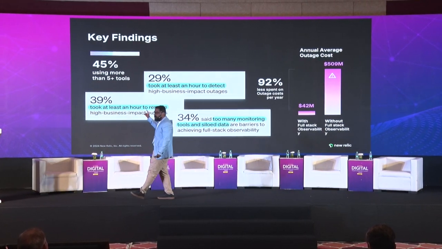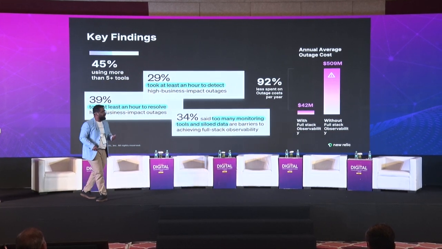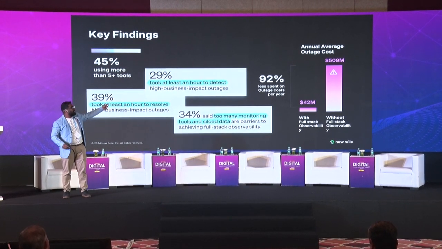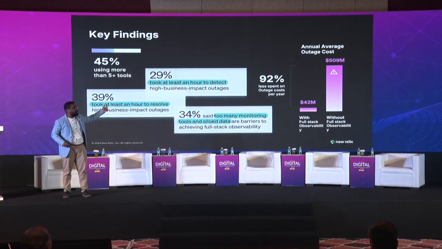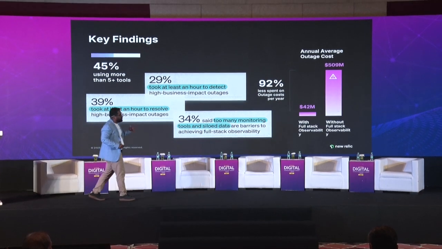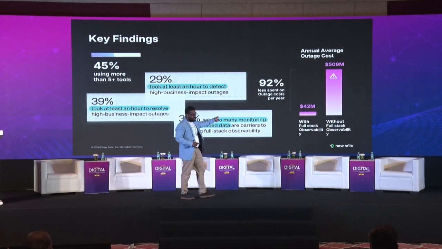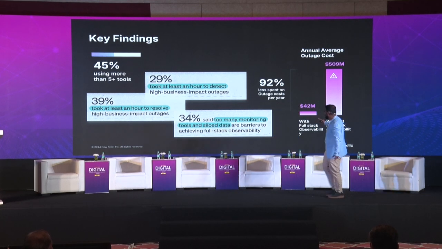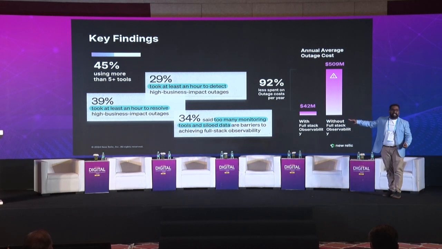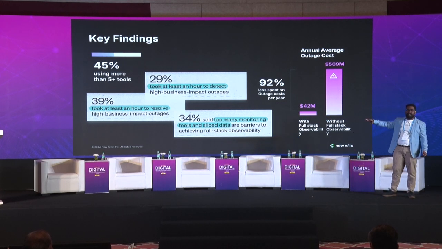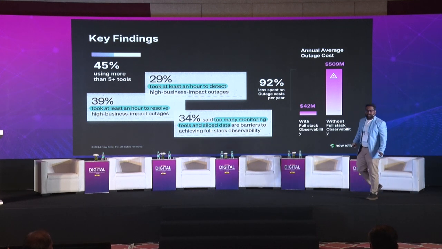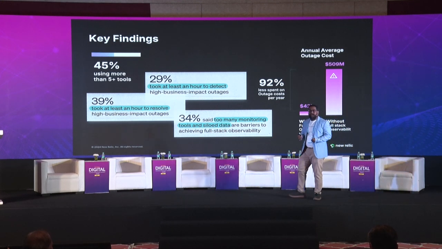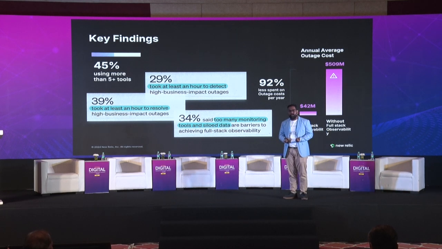Now, one important aspect, we spoke about money. Alarming situations, right? If you see the annual average outage cost for companies with full stack observability and without. Do you see the difference? With full stack, it was 42 million for last year. Without full stack, it was close to 509 million. Every organization will ask me the first thing, what is the ROI?